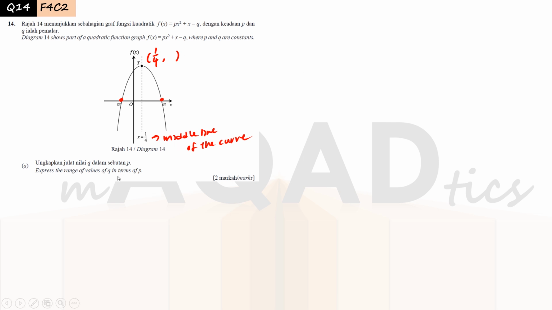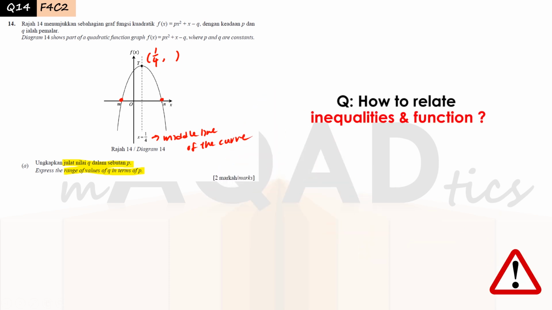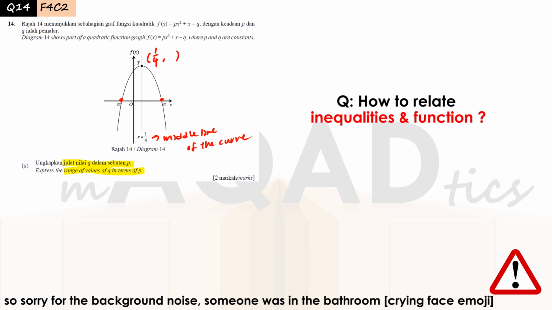Now in part A, we need to find the range of values of q in terms of p. q and p are in the quadratic function. Range of values means that our answer needs to have inequalities. So how can we relate inequalities, q and p? Let's recall all the knowledge that we have learned in this chapter. The only one that uses inequalities is actually the discriminant.